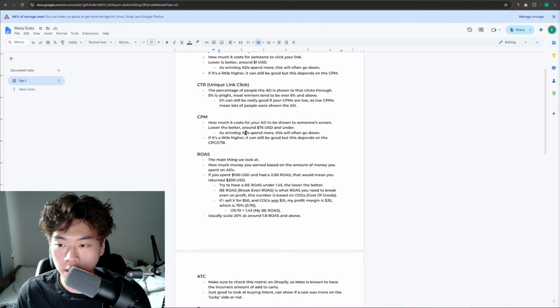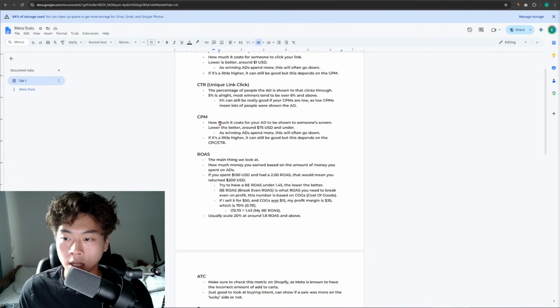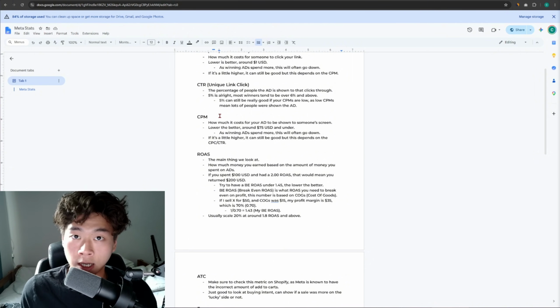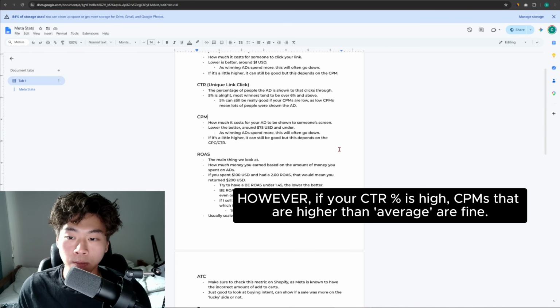Your CPM is also good to look at to assess your TAM, which is basically how many people you can advertise to and how many people will actually be interested in your product, or essentially how many people fit your customer avatar criteria. Your CPM is literally just how much it costs for your ad to be shown on someone's screen. It's cost per mille, which is basically how much it costs per 1,000 impressions. So if you have a $100 CPM, that would mean it spent $100 in order to reach 1,000 people. For CPMs, the lower the better. Around $75 USD and under is ideal. As winning ads spend more, this will often go down.